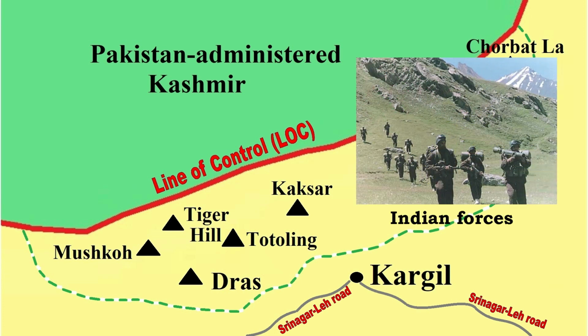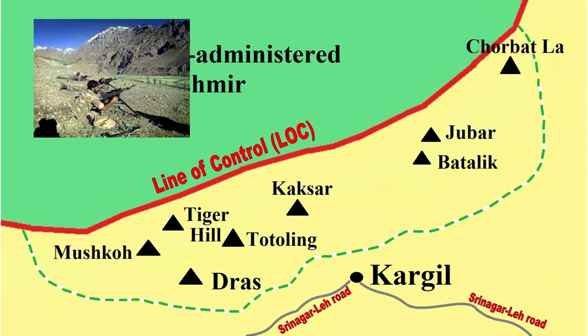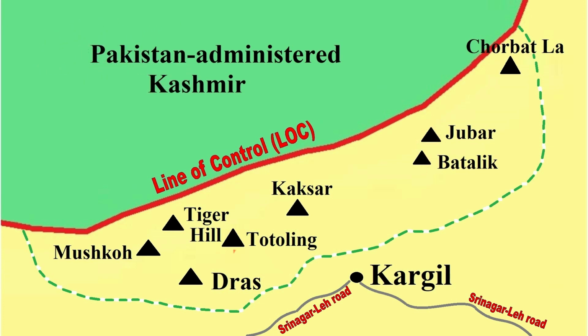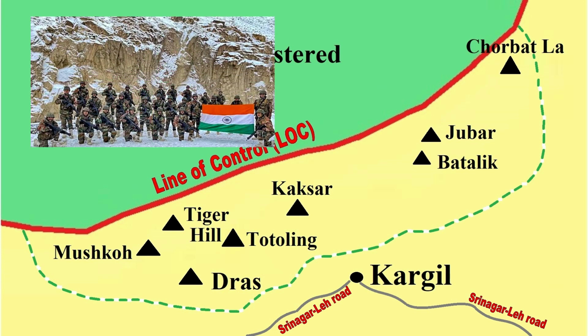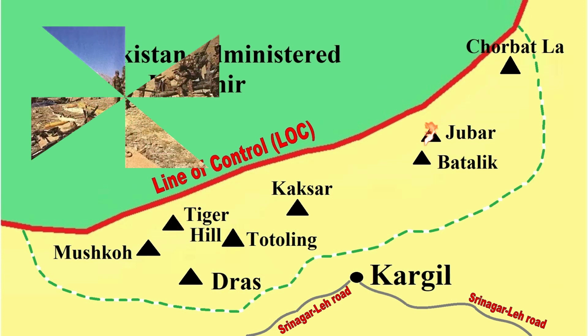The Indian ground offensive prioritized recapturing the outposts overlooking the Srinagar-Leh road. On June 9, 1999, Indian forces recaptured the enemy outposts in Batalik, and on June 13, more outposts in Totoling. On July 5th, Dras returned to Indian control. On July 8th, after a month-long battle, the strategic Tiger Hill also fell, as was the Jubar Heights in Batalik 1 day earlier.